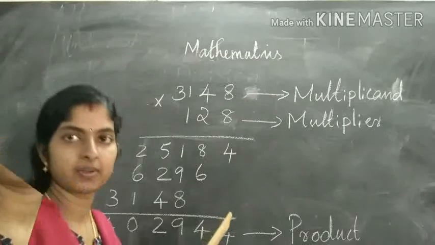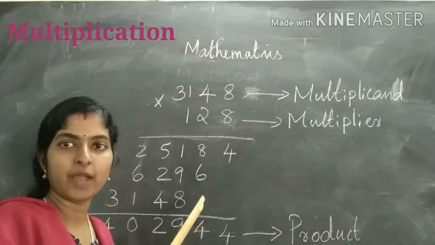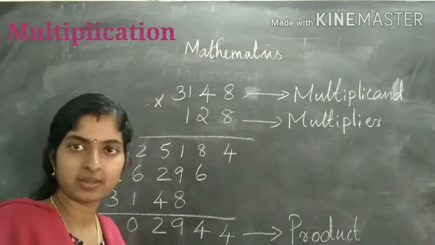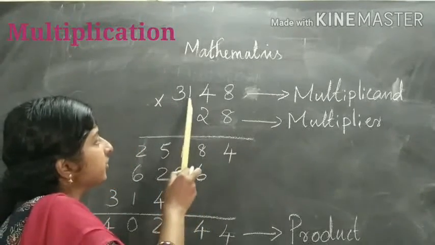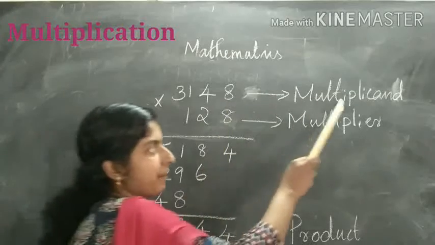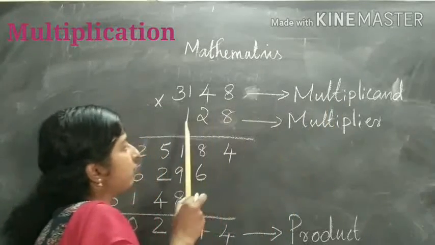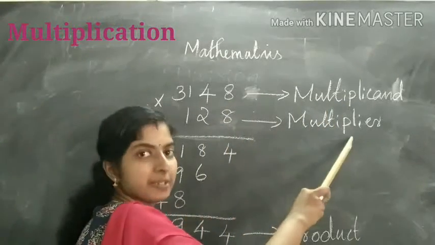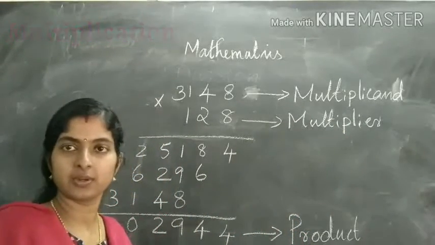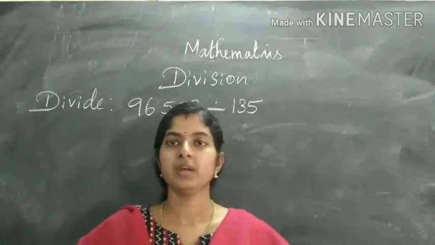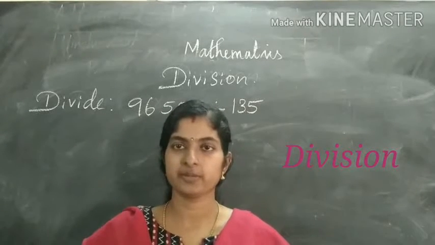Okay. Here I forgot to tell you one thing. Listen. In this problem, 3148 is the multiplicand and 128 is the multiplier. Then answer is the product. Okay. Then next topic is division.